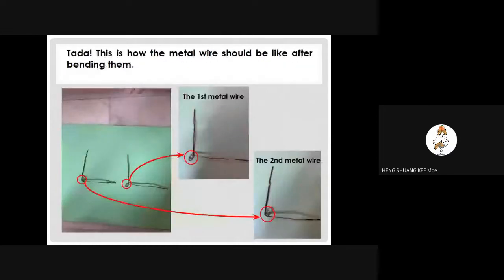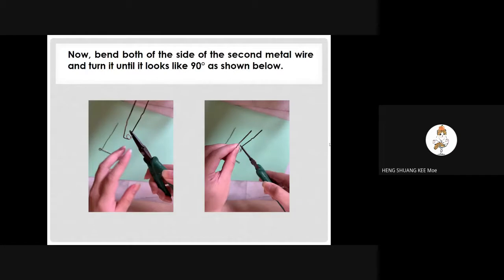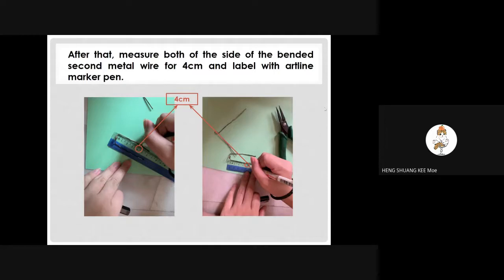Okay, this is how the metal wires should look after I bend them. The first metal wire will look like this, and the second metal wire will look like this. Now I will bend both sides of the second metal wire until it looks like 90 degrees as shown below. As you can see in the first picture, I bend the side until it looks like 90 degrees. Another picture is from another side. Then I measure both bent sides of the second metal wire for 4 cm and label with outline marker pen. I label this because later I will cut it out.